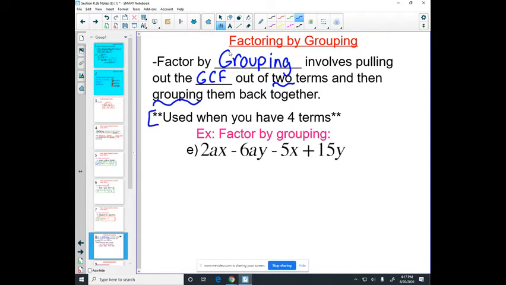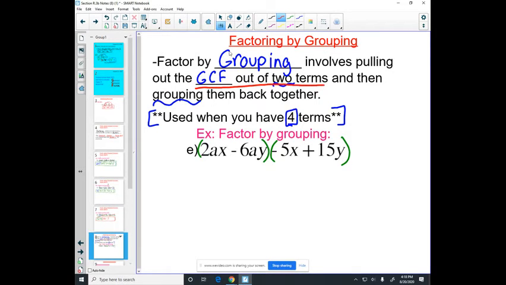Just a side note, this is used when you have 4 terms. So if I say factor something in your directions and you've got 4 terms, you want to use this method. So let's do exactly what it says. I'm going to group the first 2 terms together and the last 2 terms together. That's why it's called grouping. Then I'm going to pull out the GCF out of those 2 terms, just like it says here.